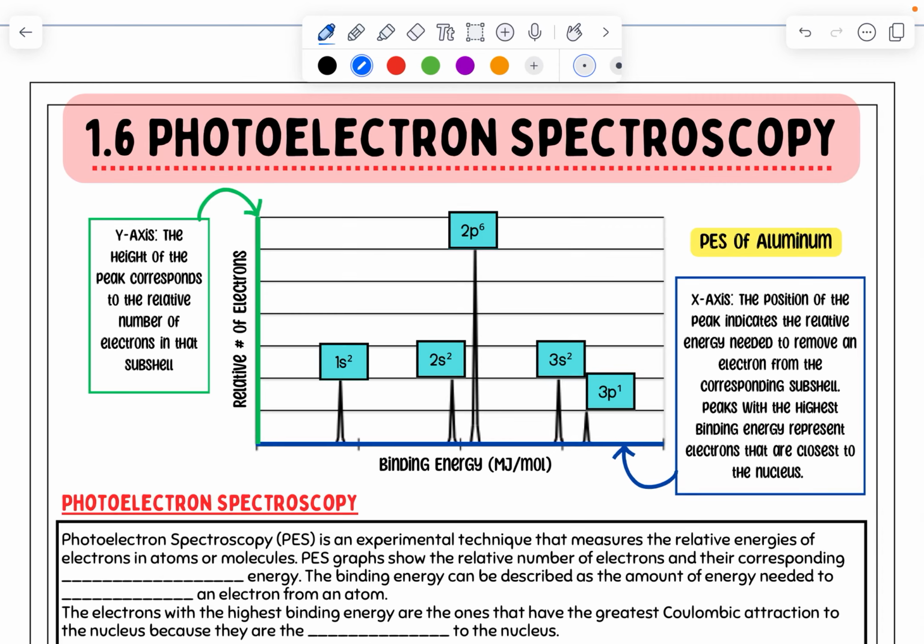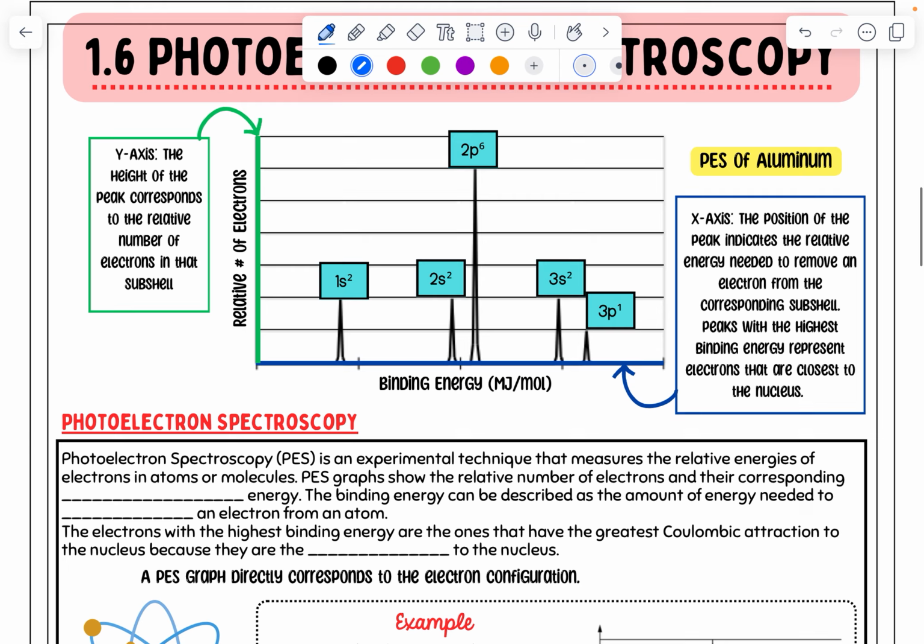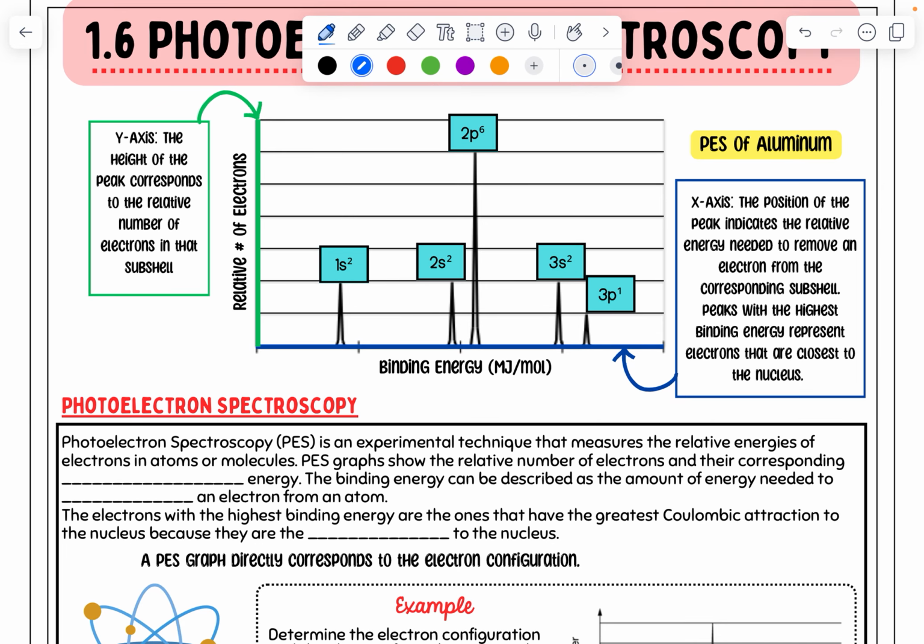Hi everybody, I'm Mrs. Pinkerton, and this is topic 1.6, Photoelectron Spectroscopy. Photoelectron Spectroscopy, or PES, is an experimental technique that measures the relative energies of the electrons in atoms or molecules. PES graphs show the relative number of electrons in their corresponding binding energy. The binding energy can be described as the amount of energy needed to remove an electron from an atom.